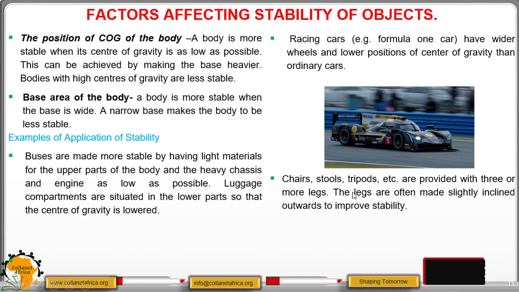Then we have chairs, stools, tripods, etc., which are provided with three or more legs. The legs are often made slightly inclined outwards to improve the stability, because we have said that the base area affects the stability. So the wider the base area, the more stable the chair, the stool, etc. will be.